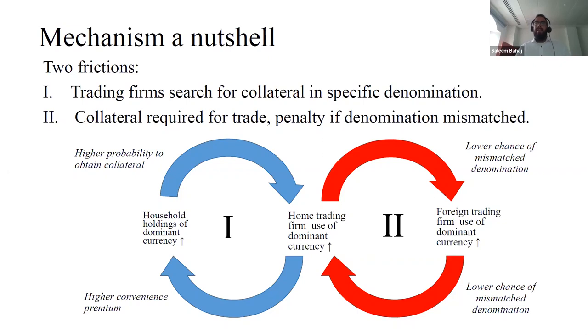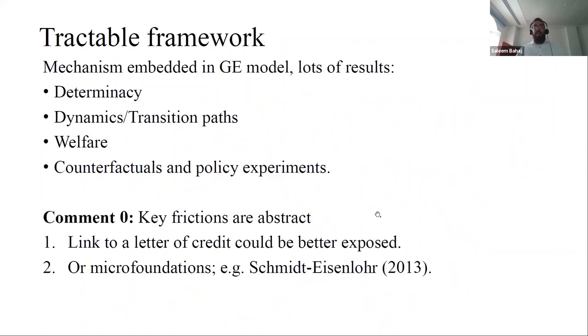And you can see that this can be very stable, and both the portfolio choice of households and the firm's choices feed off each other in the framework. Okay. And it's actually really tractable. I know I sort of did it with arrows, but the math is very straightforward, and it can be embedded in an energy framework in a very impressive and clean way. And they generate lots of results, which I did not have time to go through. So they talk about determinacy, dynamics, welfare, and various counterfactuals and policy experiments. It's very rich in that sense.